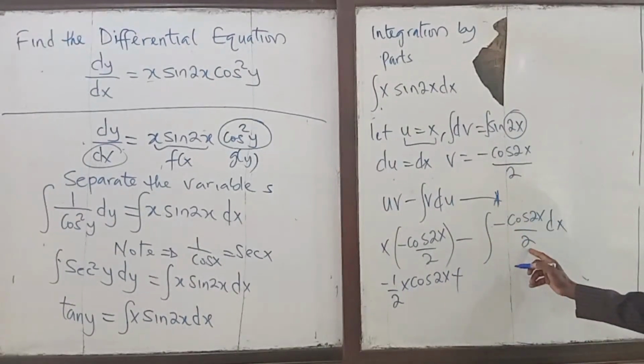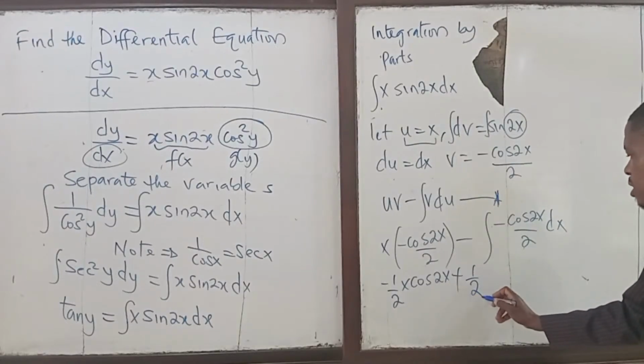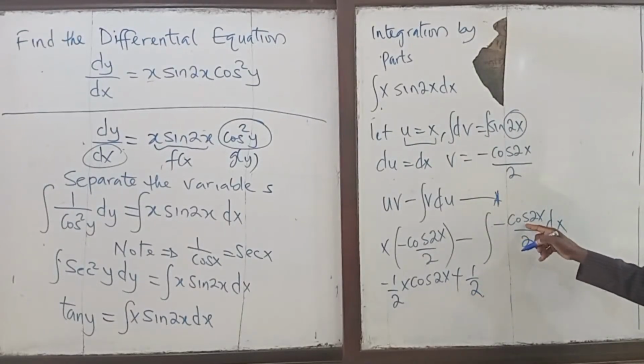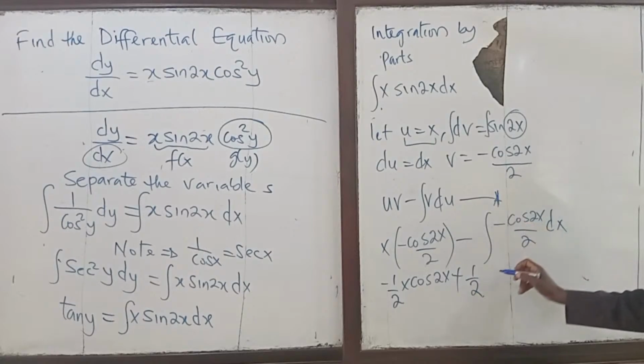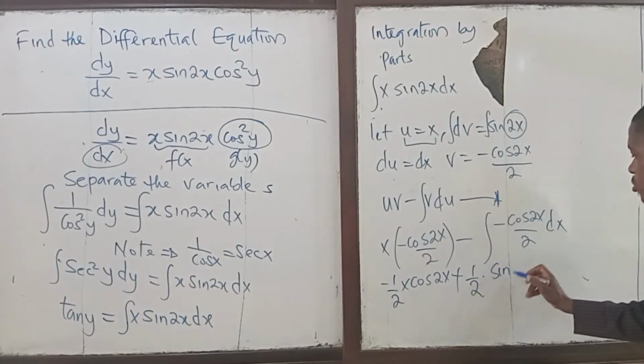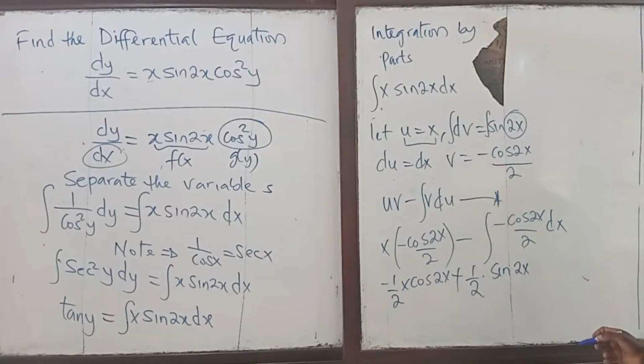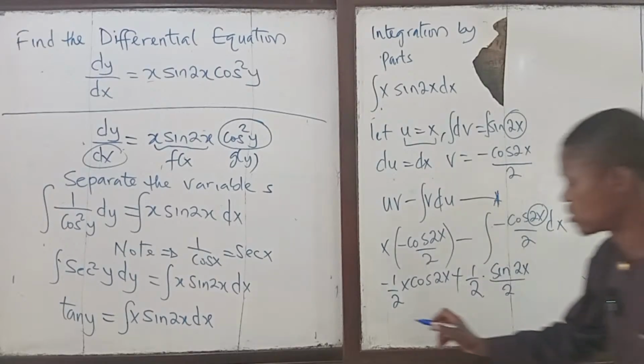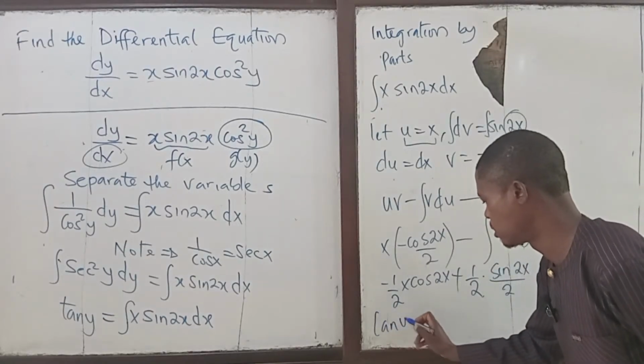Then I can take the half outside the integral, and that will be the integral of cosine. The integral of cosine is sine 2x, and then you divide by the derivative of the composite function, over 2. So that's that on the right hand side. So final conclusion, we're having tan y equal to what?